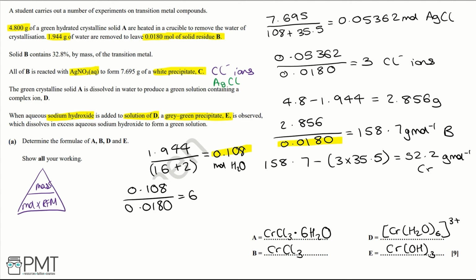To get the 9 marks for this question, you get a mark for working out the moles of silver chloride, a mark for working out how many chloride ions there are present, a mark for working out the relative formula mass of B, a mark for working out the relative formula mass of the transition metal. You get a mark for working out the moles of water, and you get a mark for each correct formula.